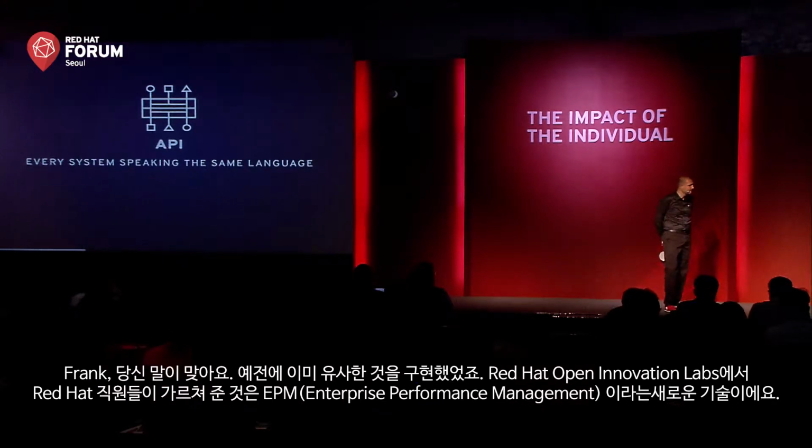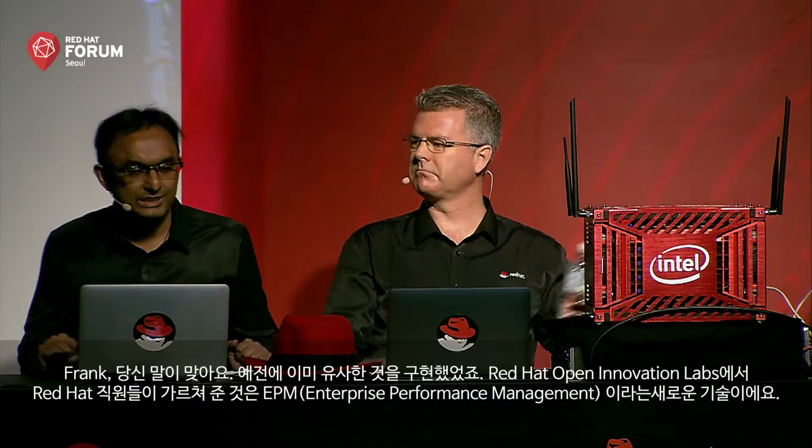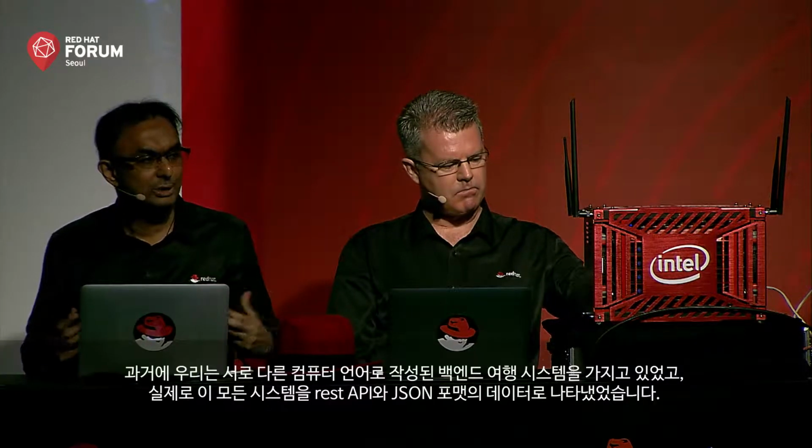So you're right, Frank. That's how we used to do things in the past. Now, when we were at the Open Innovation Labs, the Red Hat folks introduced us to this new cool technology, API management. So, with API management, we actually are able to do things very differently. We have all of our backend travel systems that are written in different languages. We have actually exposed all of them using REST APIs and a common data format, which is JSON.